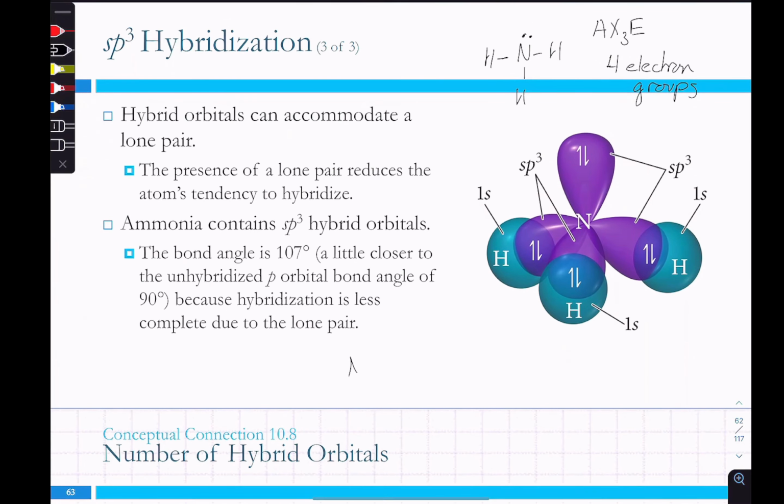So this would be our sp3 hybrid orbitals. Nitrogen has 5 valence electrons. Filling that in, we get 3 half-filled orbitals that can go on to bond with 3 hydrogens, and one of those orbitals has a lone pair in it.